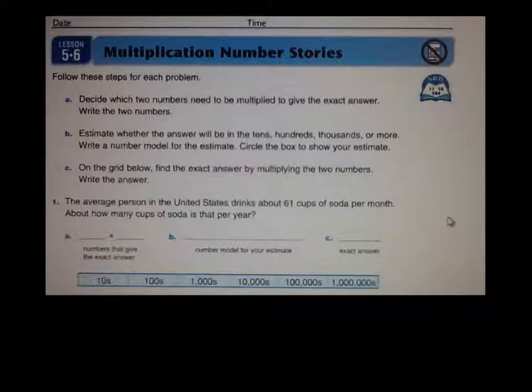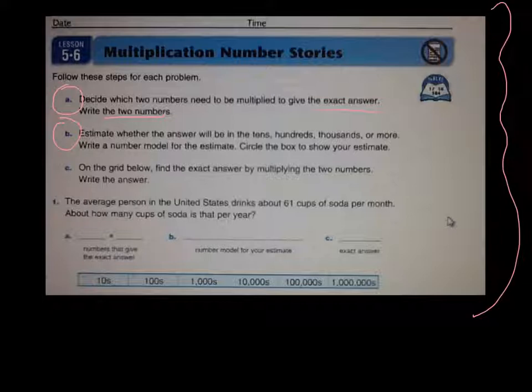Okay, please erase your board and have your eyes up on the screen here. This is the first page that you're going to be doing. So we're going to talk through what they're looking for, and then we'll practice that new way of multiplying. So you're going to follow these steps for each problem. A, decide which 2 numbers need to be multiplied to give the exact answer. Write the 2 numbers. Estimate whether the answer will be in the tens, hundreds, thousands, or more. Write a number model for the estimate. On the grid below, find the exact answer by multiplying the 2 numbers.